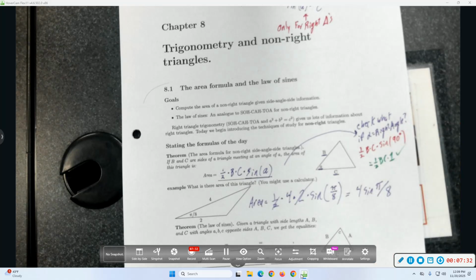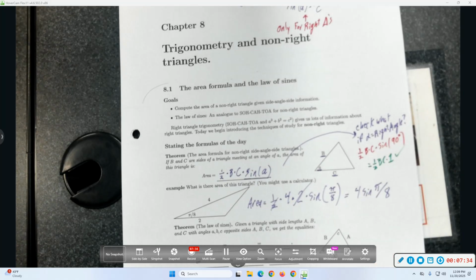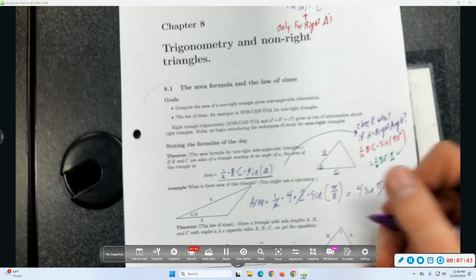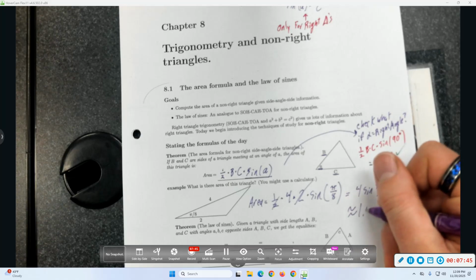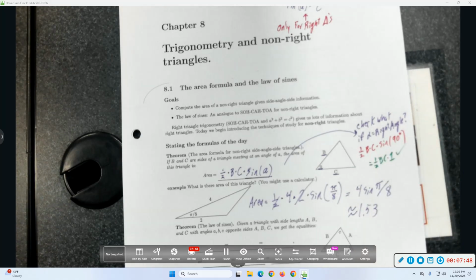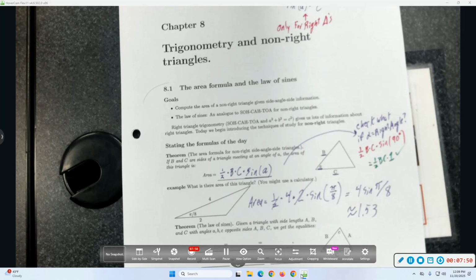And let's suppose that you actually care about the bigness of the area of the triangle. Let's get a decimal value for that. Maybe round to the nearest, I don't know, 100th? Yeah. 1.53. Cool. And there are no units in the problem, so there's no units in the answer.